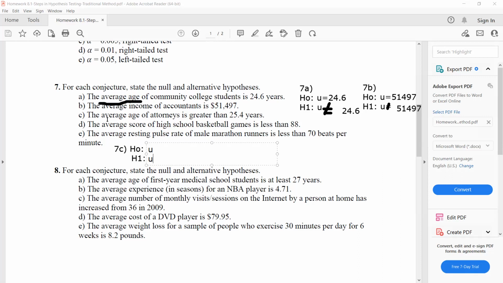So this is going to be mu is greater than 25.4, okay? When you go back to write the null, what we're going to do is turn the statement around. We're going to write mu is less than or equal to, because remember, the null always contains an equal. So mu is less than or equal to, and you're going to have the same number that you had in the statement, 25.4, okay?